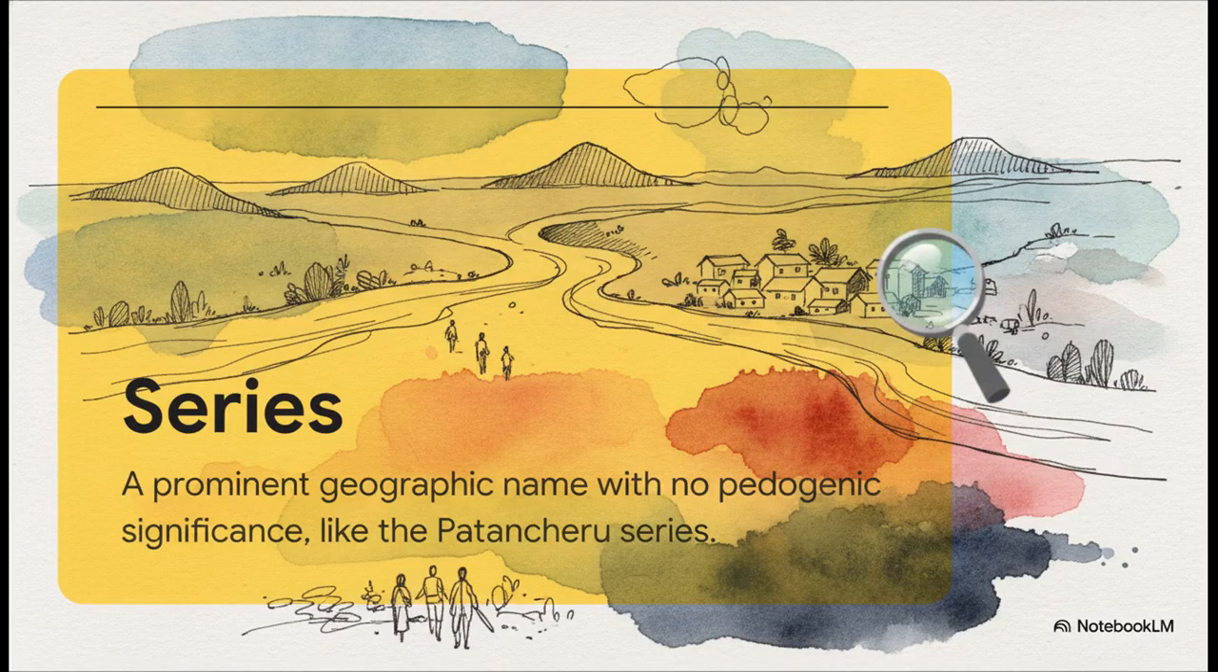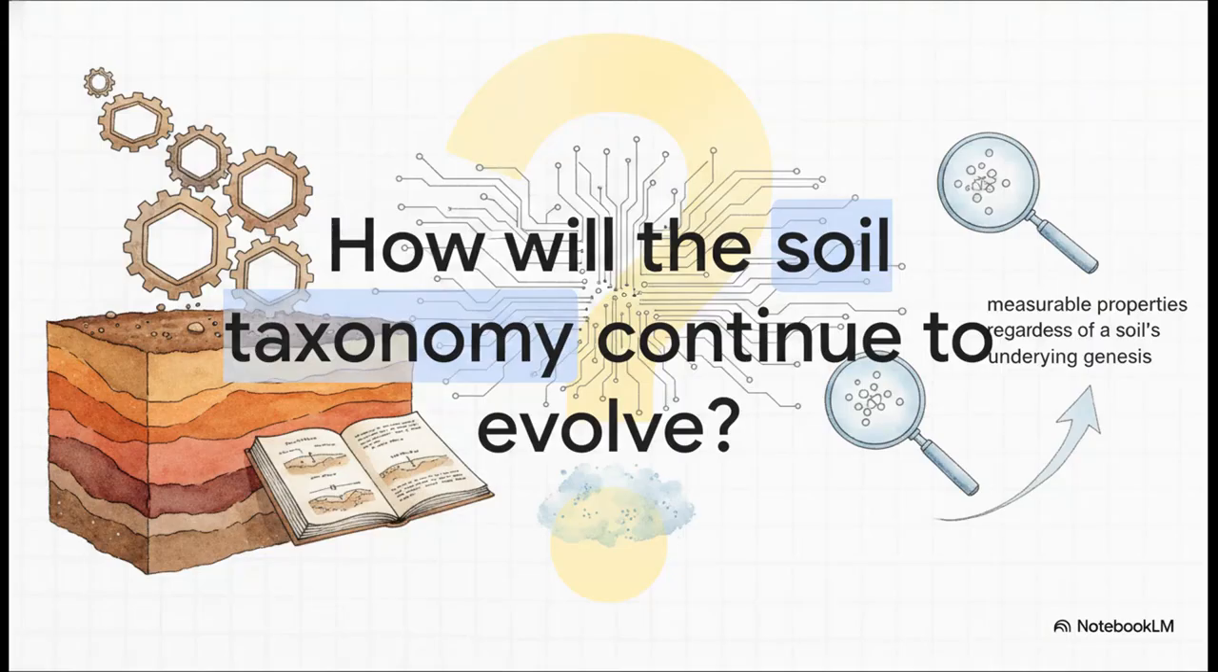And finally, we conclude our 6 categories with the series. Interestingly enough, the name of the soil series has absolutely 0 pedogenic significance. Instead, it represents a prominent geographic name, like a river, a town, an area, or even a person where the series was first recognized. Some examples of this are the Patanchuru series for red soils and the Kasareti-Pali series for black soils.